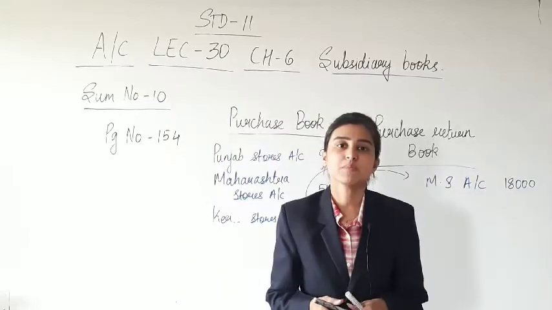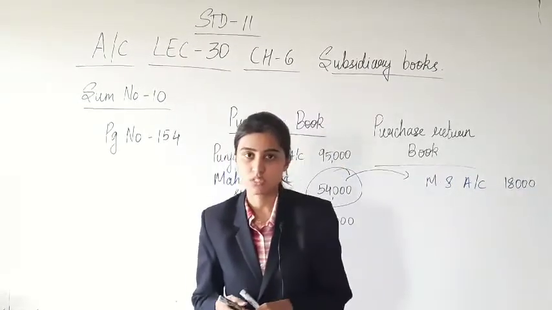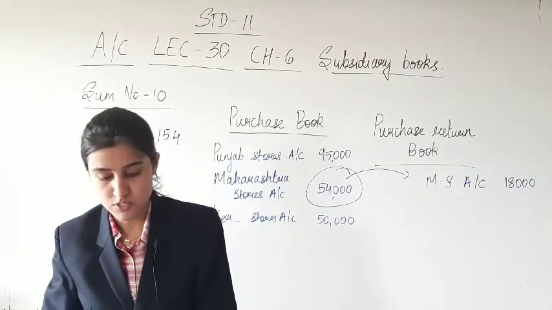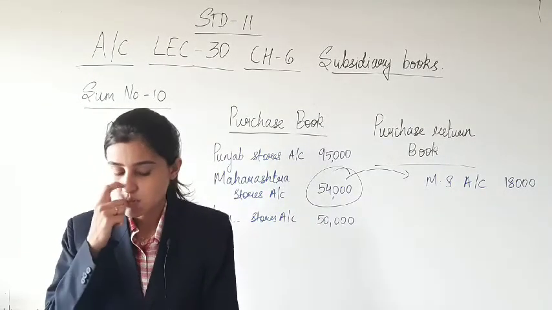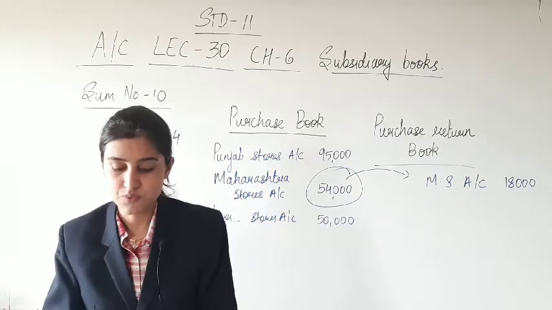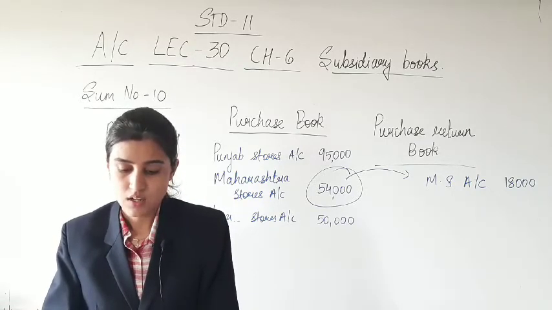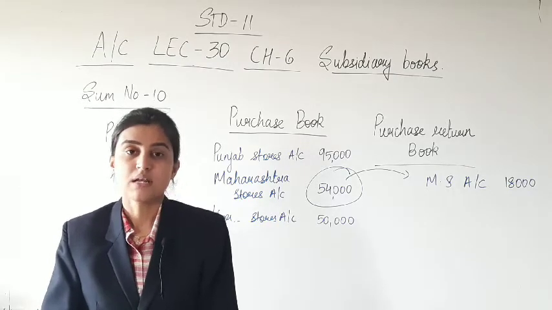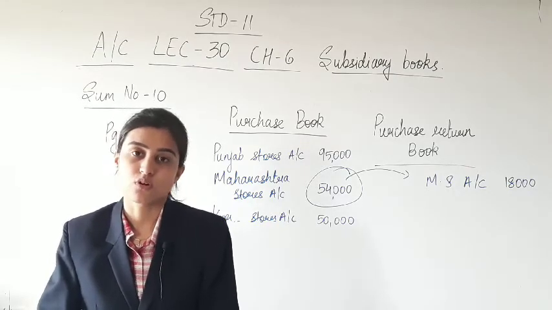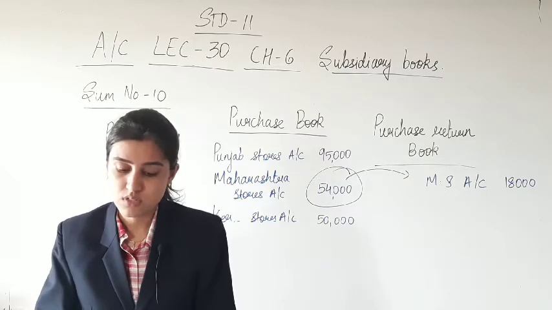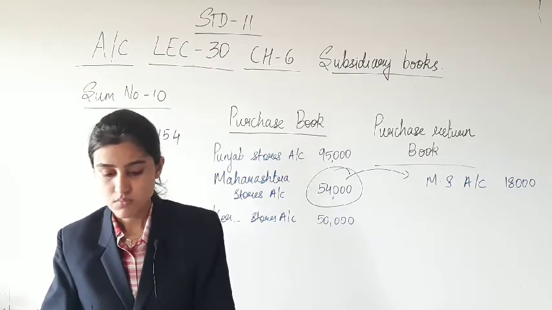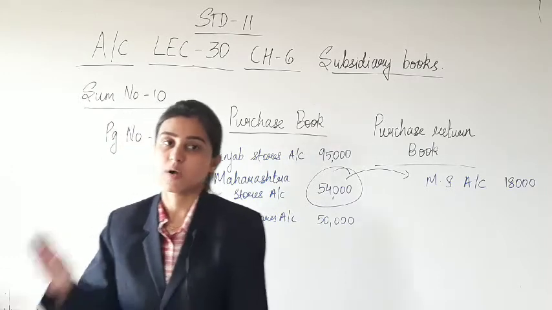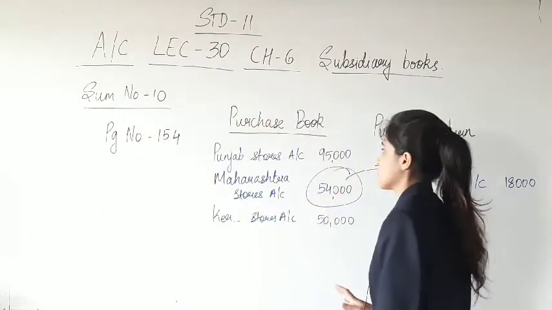So goods have been purchased from Rajasthan stores, and of course this transaction will be recorded in purchase book. The bill number is also mentioned, that is 160, and goods of rupees 40,000 at 10% trade discount. 10% of 40,000 is 4,000 and the net amount of goods is 36,000. Of course, GST and labor you are not supposed to consider while writing the amount in purchase book.